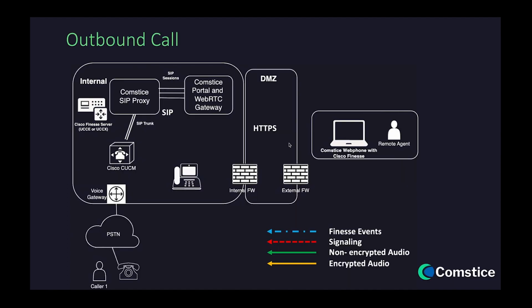Outbound calls are pretty similar. The user will start the outbound call from the Finesse web interface. Finesse will receive the outbound call request and signal the call manager to create two call legs, one to the WebRTC session, the web phone, and the other one to the destination. Then call manager will merge those two call legs. These are just signaling. The audio stream again will go through the voice gateway, WebRTC gateway, and eventually to the browser session that Comstice Webphone is running.